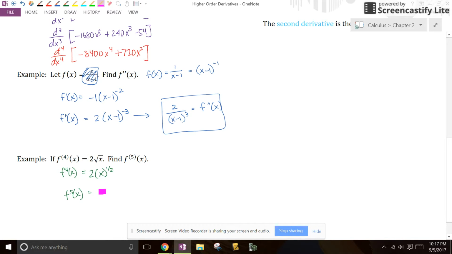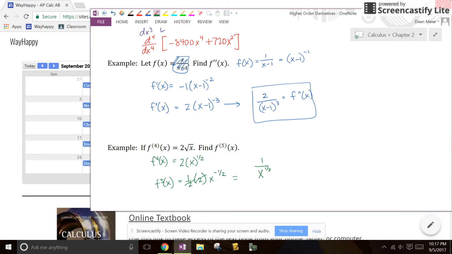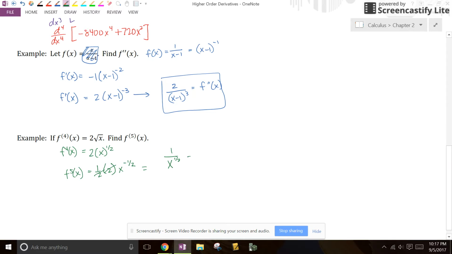So a half comes out front, and it gets multiplied by the 2, and then power down the exponent by 1, and you would get x to the negative half power. Again, I can clean that up. A half of 2 is just 1, those cancel out, and I get 1 over x to the half, or 1 over the square root of x. 1 over the square root of x would be our final answer, the fifth derivative.